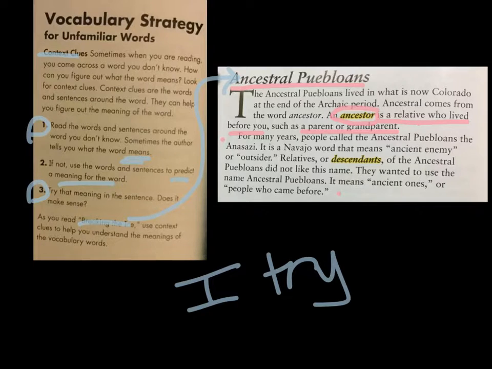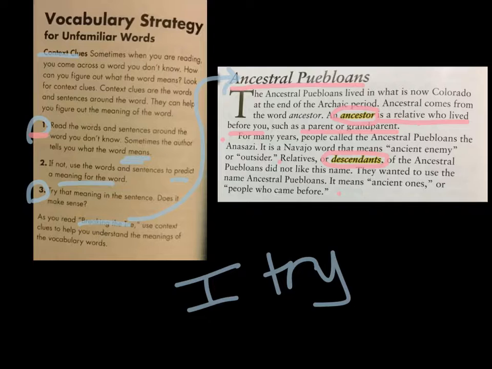I had a word gap. This word here, descendants. It's boldface highlighted, and I don't think I know what it means. So when I come upon a word gap, a word I don't know what it means, I'm going to ask myself, does the author give me any clues in this sentence?